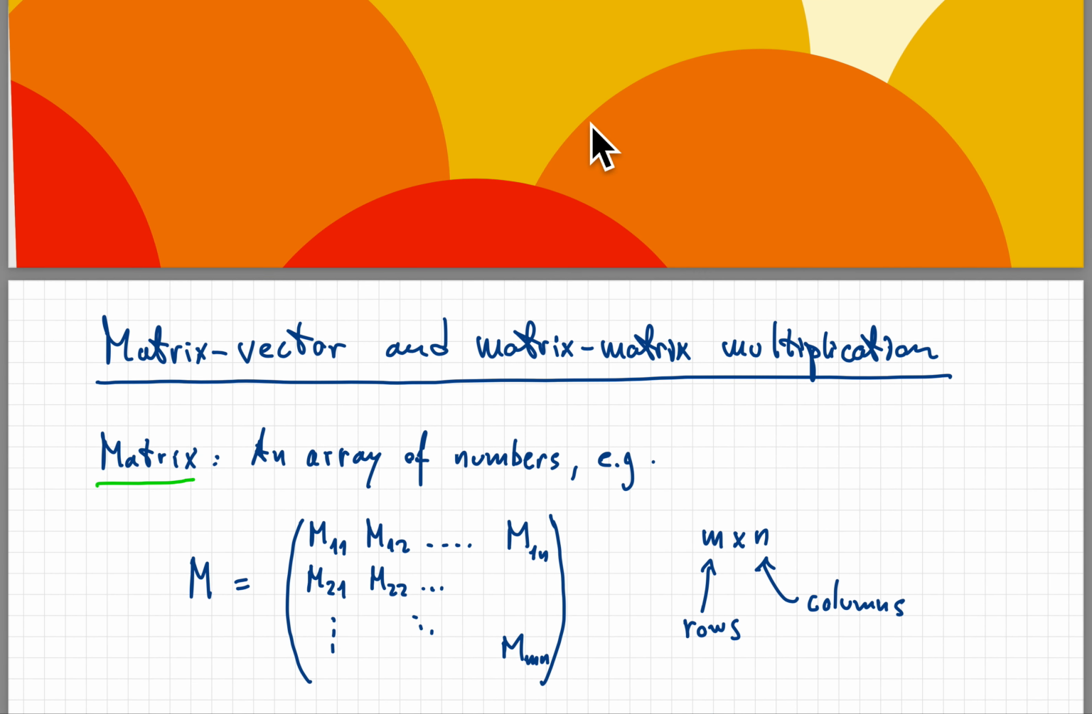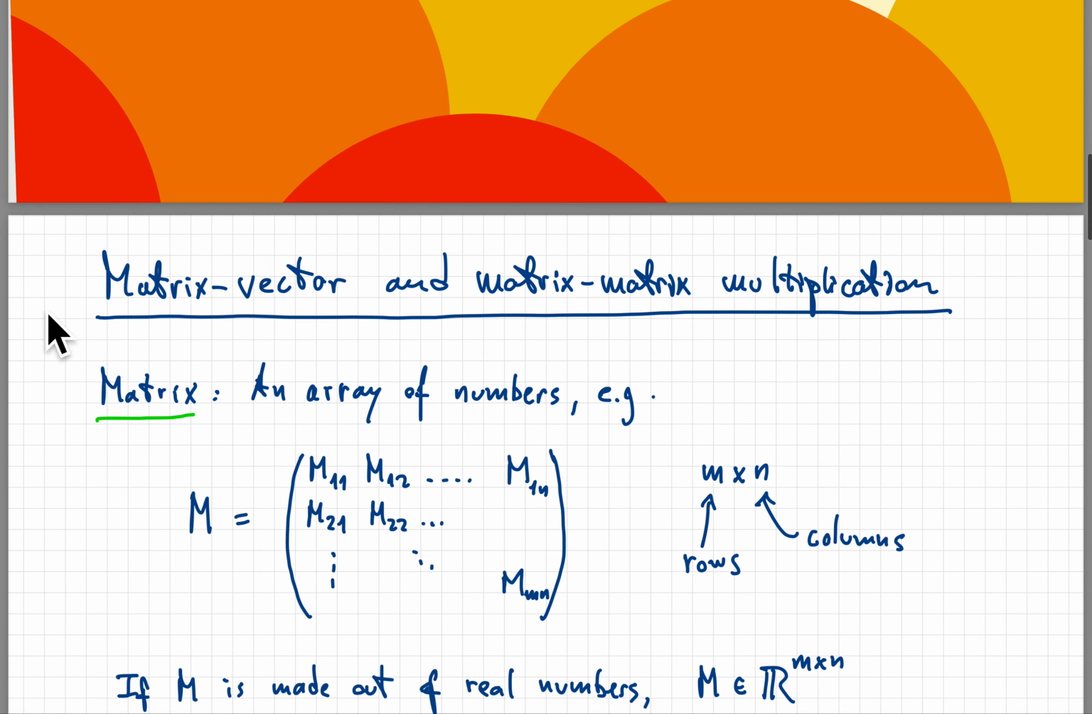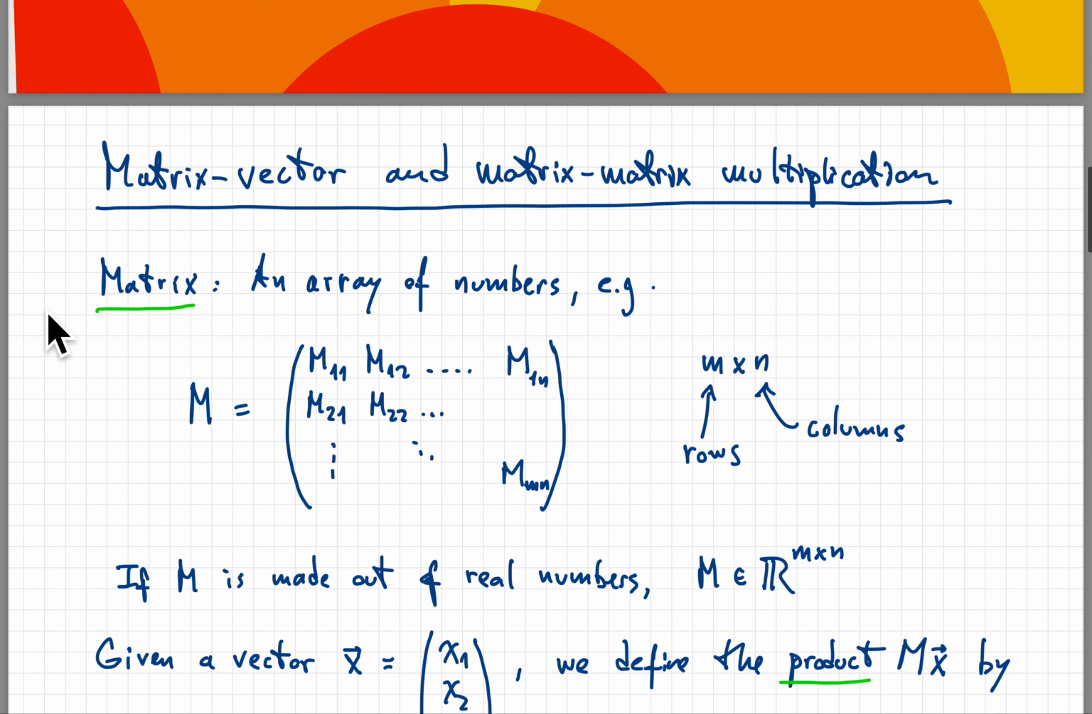Today we're going to talk about matrix vector and matrix multiplication. And most of what I want to talk about today is the operational aspect of it. So how do you do it? By matrix we mean an array of numbers that looks like this.